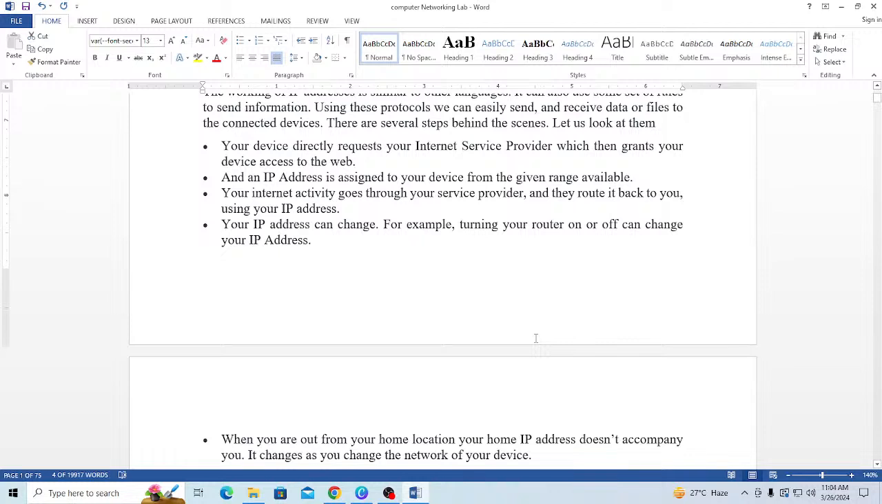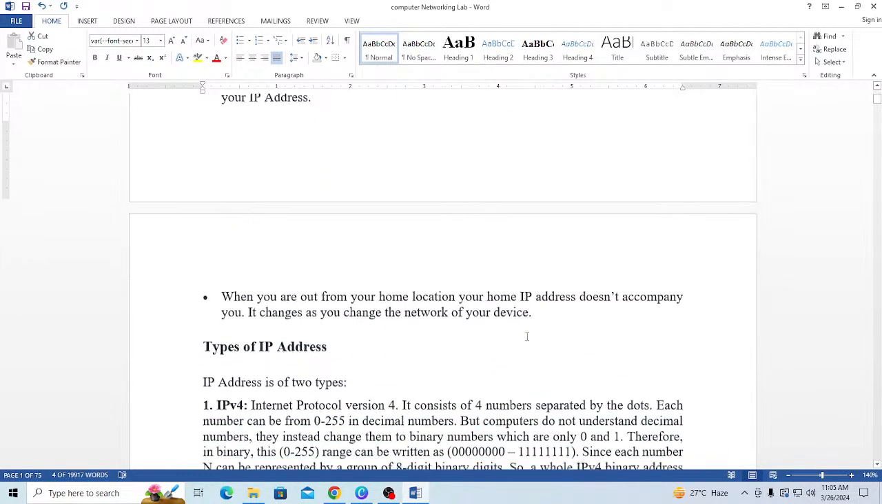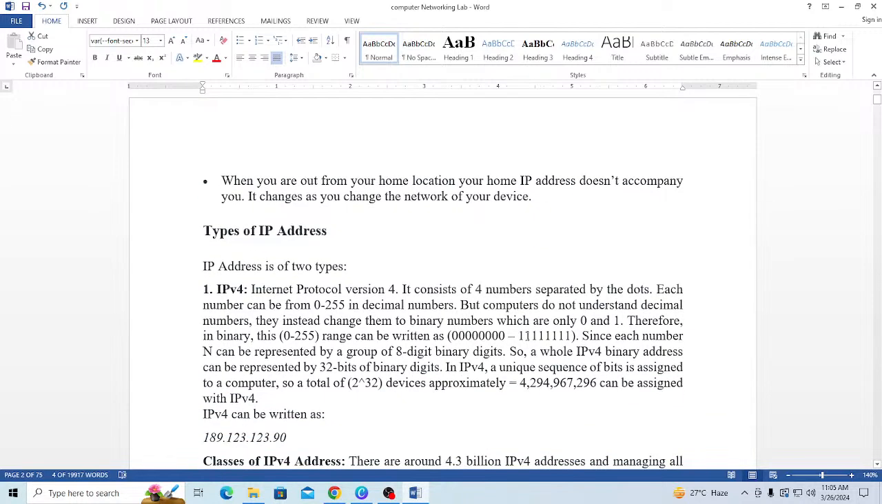The next one is that they may change the address and they may change the path. The path will be changed based on your accessing speed. This task is also done by the IP address. So like that, we have a number of tasks assigned to the IP address for the purpose of transferring data from source to destination.